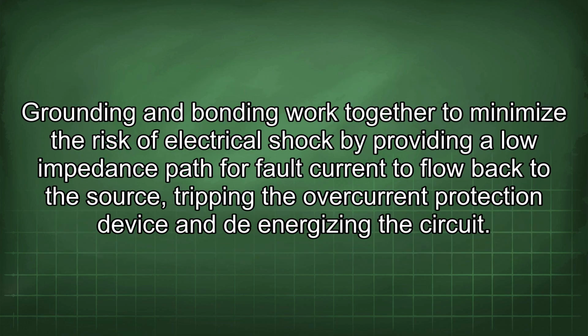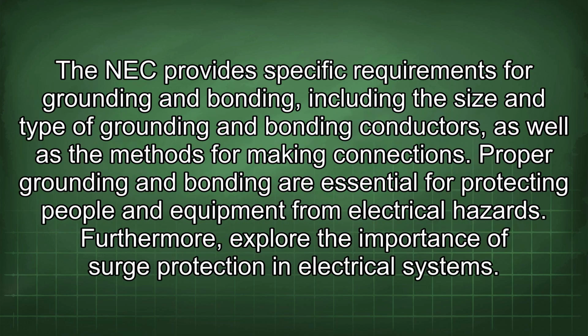Grounding and bonding work together to minimize the risk of electrical shock by providing a lower impedance path for fault current to flow back to the source, tripping the overcurrent protection device and de-energizing the circuit. The NEC provides specific requirements for grounding and bonding, including the size and type of grounding and bonding conductors, as well as the methods for making connections. Proper grounding and bonding are essential for protecting people and equipment from electrical hazards.